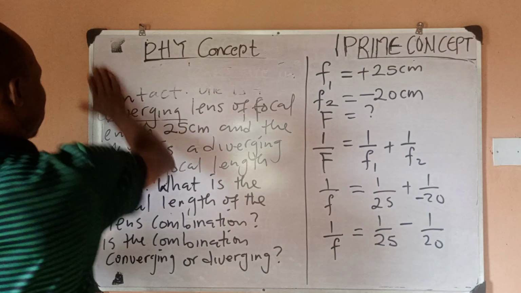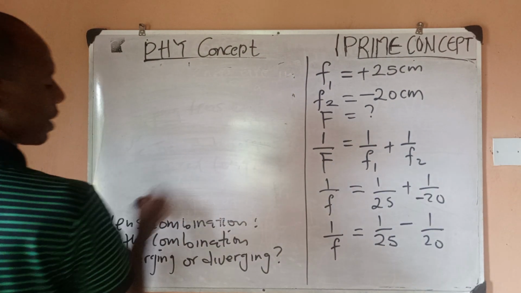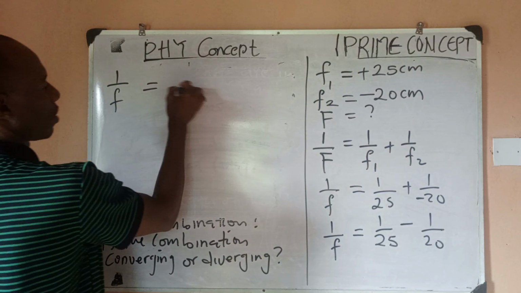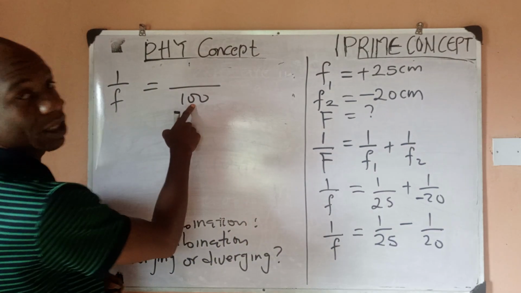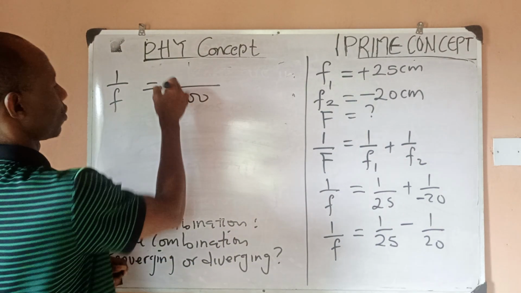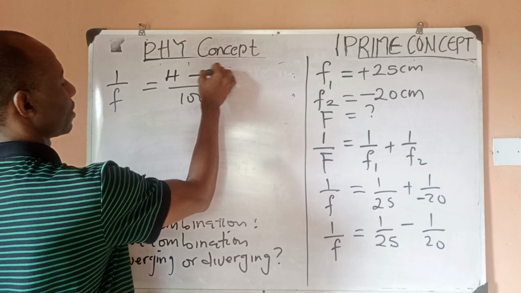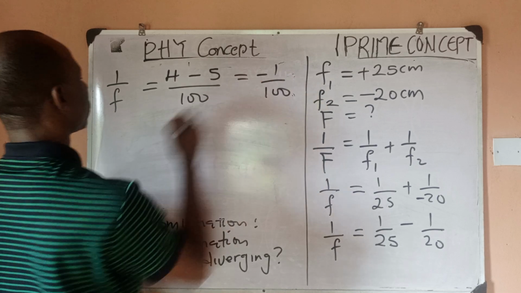So if I solve and find my LCM, it is going to be 100. So I have 1 by f equals over 100. So 25 in 100 is what? 4. 4 times 1 is 4. Minus 20 in 100 is 5. 5 times 1 is 5. So this 4 minus 5 is minus 1 by 100.